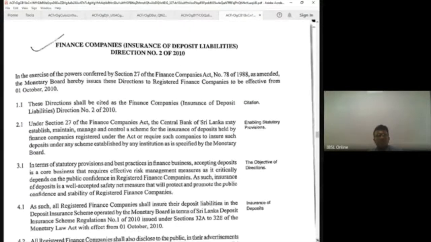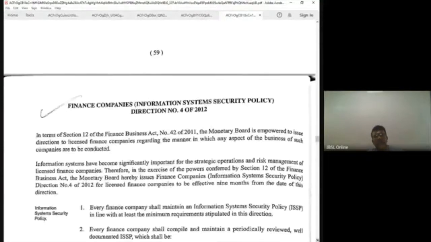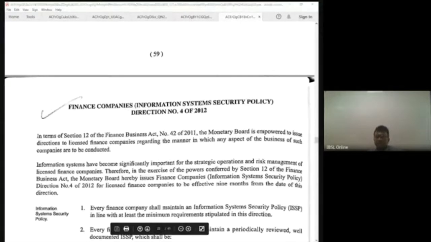Now this is SLDIS, Sri Lanka Deposit Insurance. So you have to get deposit insurance coverage. Information system security policy. Okay. Right. So far we have been discussing the directions by the central bank.